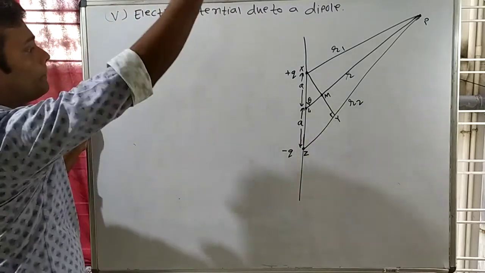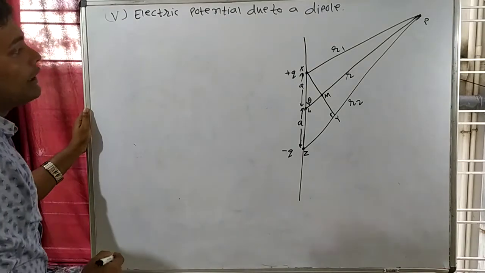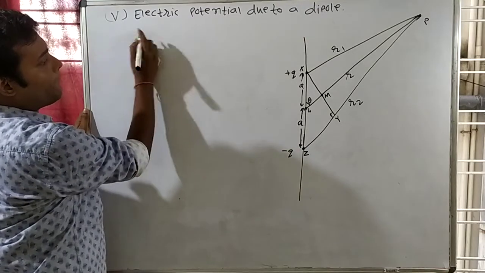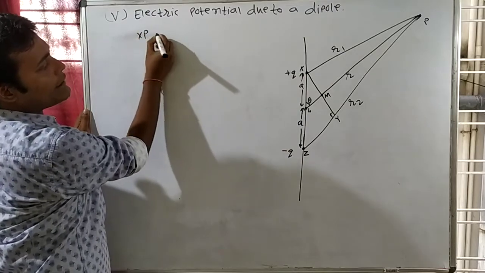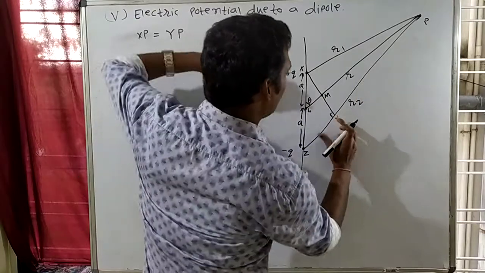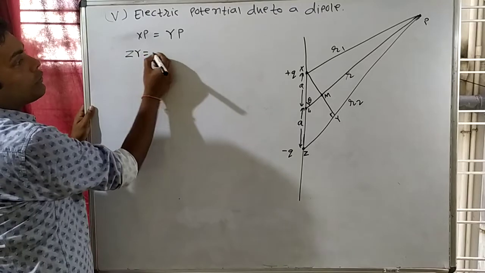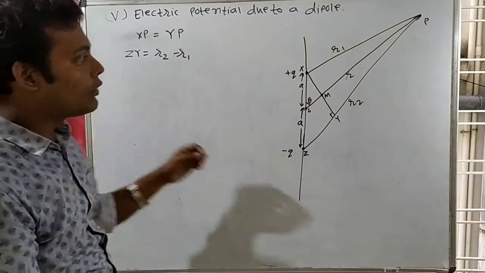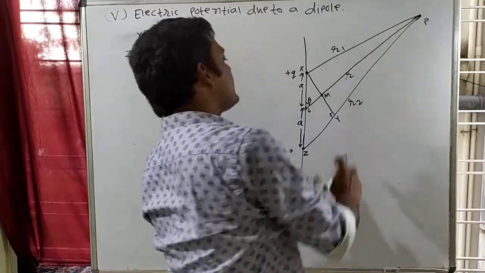So can we say that ZY is equal to ZY? Can we say that XP is equal to YP? This one is clear. XP and YP are equal. So this much is the extra distance. Can we say that ZY is equal to R2 minus R1? ZY is equal to this complete distance minus this distance, which is equal to this distance.